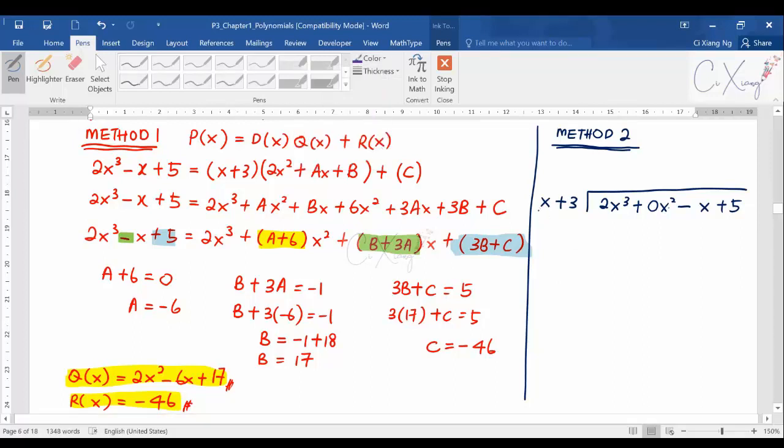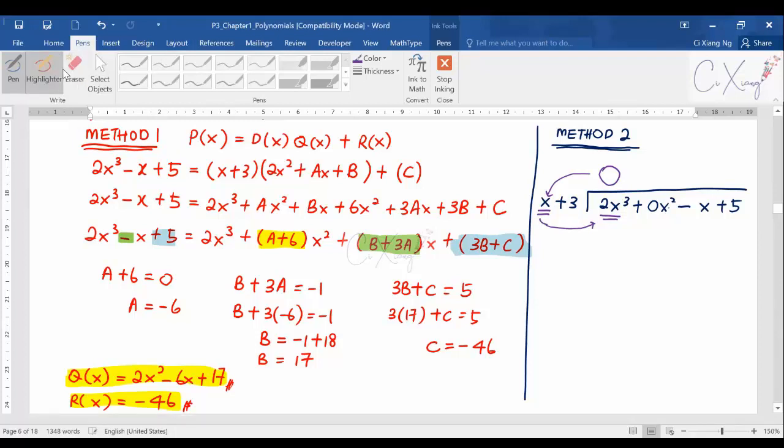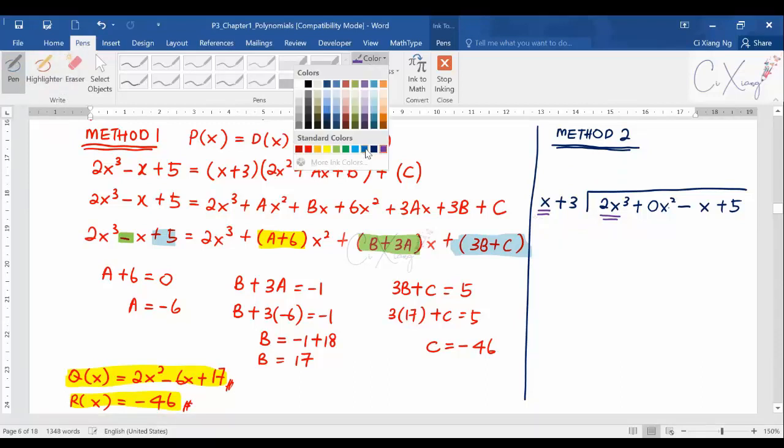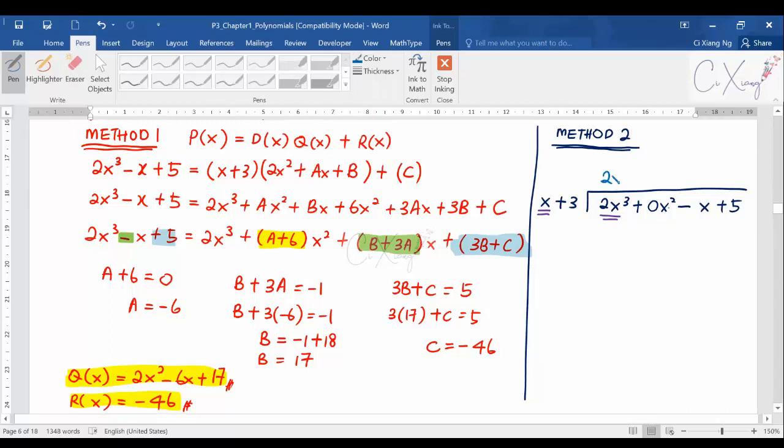First, every time you need to refer to the very first term. You need to think: multiply something with x to get 2x power 3. So what's the something here? Multiply something with x to get 2x power 3. Therefore, the something should be 2x squared, right?